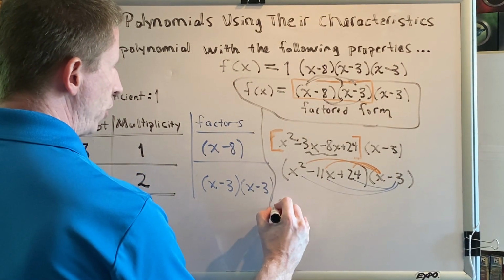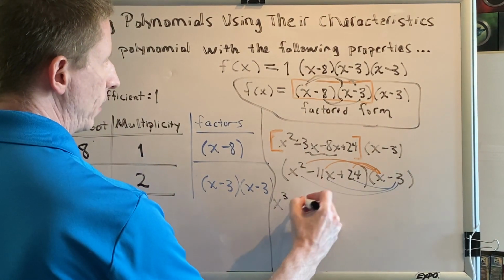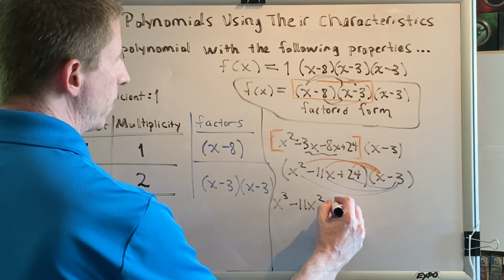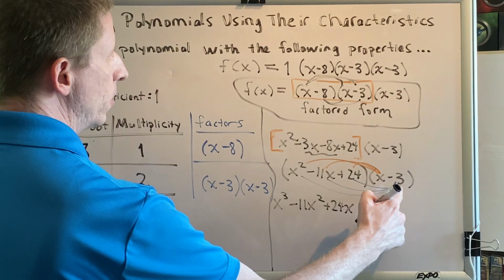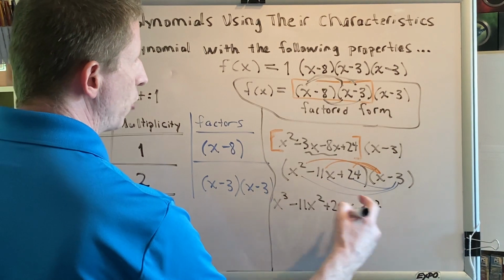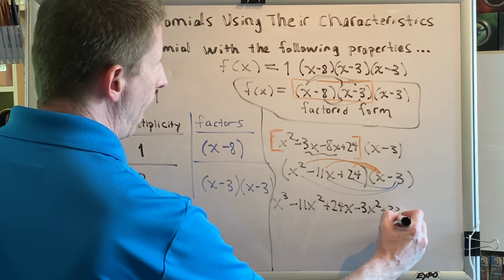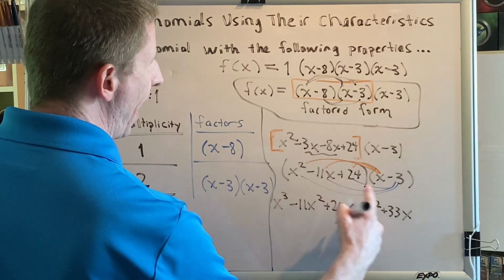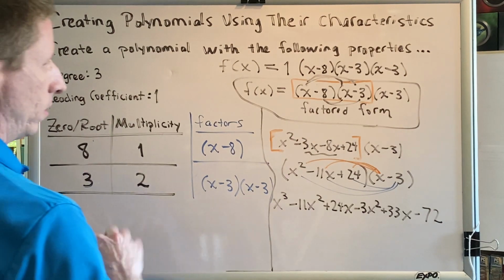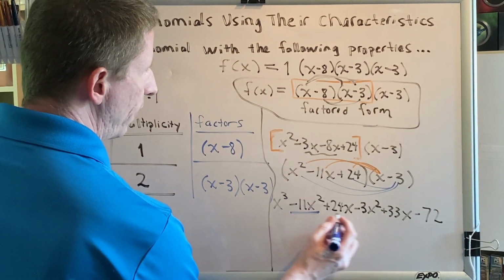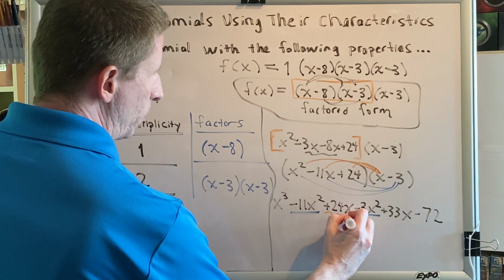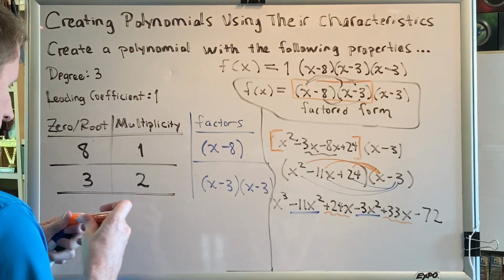Those 6 terms will be x times x squared is x cubed, x times subtract 11x is subtract 11x squared, x times add 24 is add 24x, subtract 3 times x squared is minus 3x squared, subtract 3 times subtract 11x is add 33x, and subtract 3 times add 24 is subtract 72. We've got some like terms to combine. Specifically, this minus 11x squared minus 3x squared, and this plus 24x plus 33x.